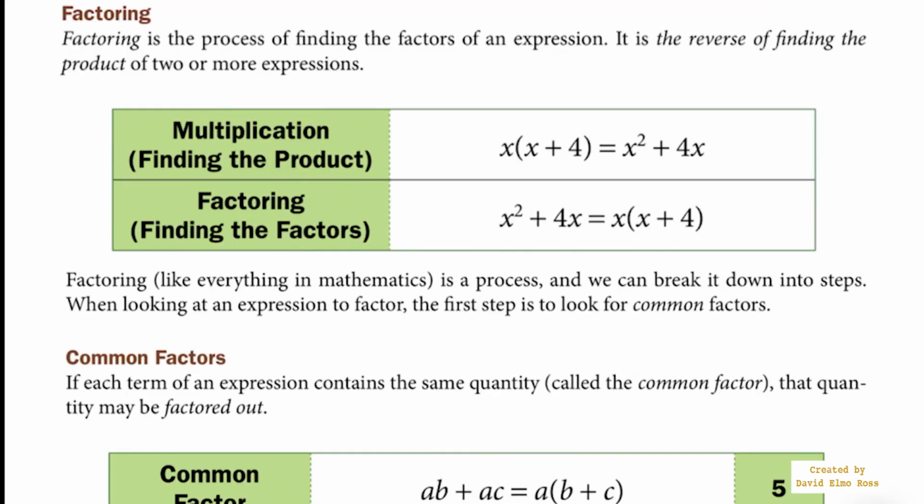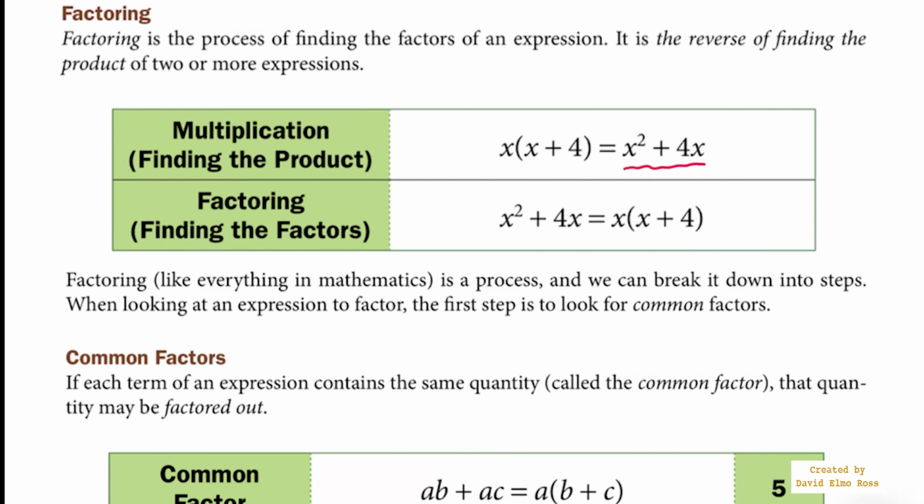Now in the past we've been given an expression like this, and what we've done is we've multiplied through x times x to get x squared and x times 4 to get 4x. And that's how we basically find the product through multiplication. Well, what happens if we're given this term and we want to go back the other way?